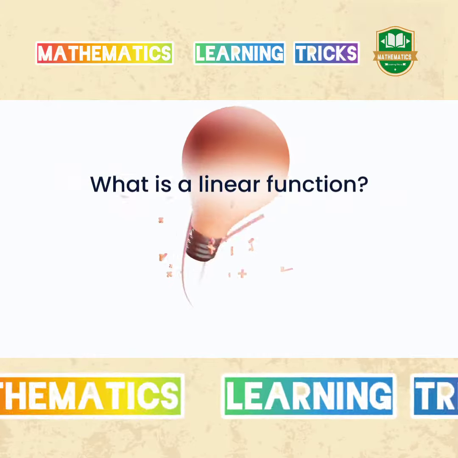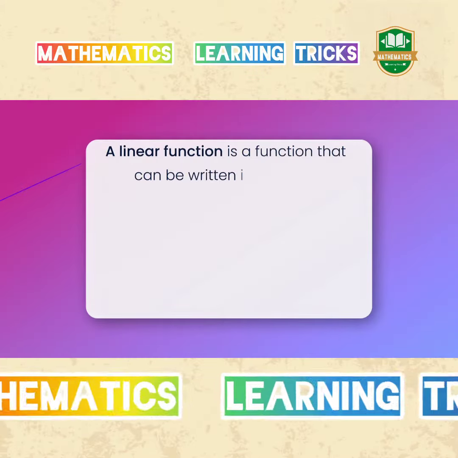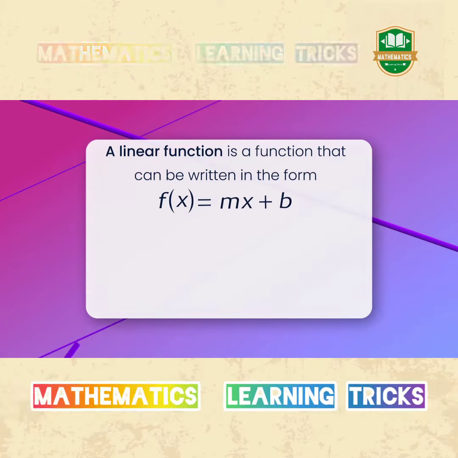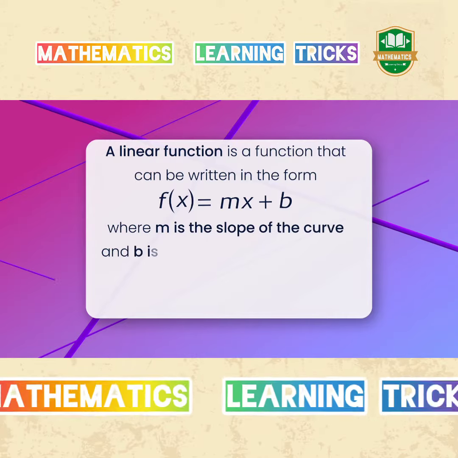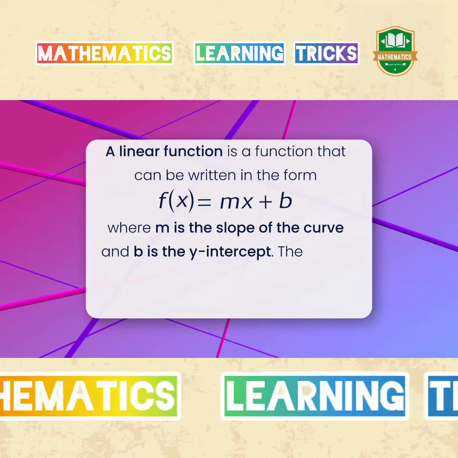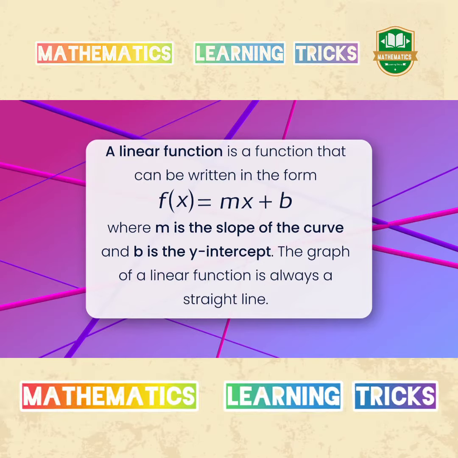What is a linear function? A linear function is a function that can be written in the form f of x equals mx plus b, where m is the slope of the curve and b is the y-intercept. The graph of a linear function is always a straight line.